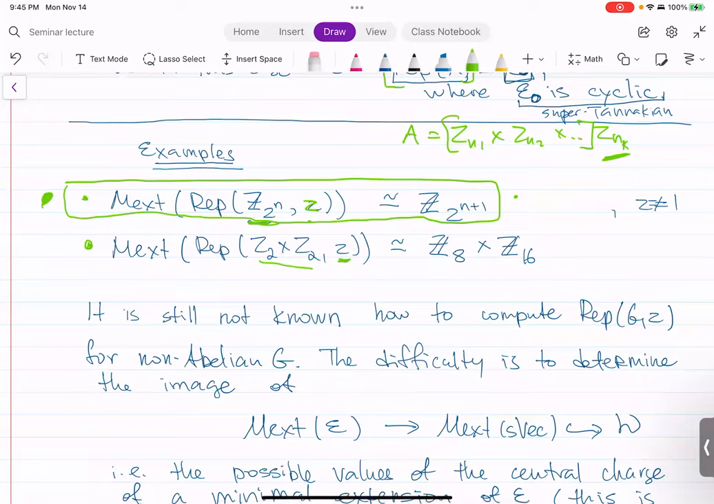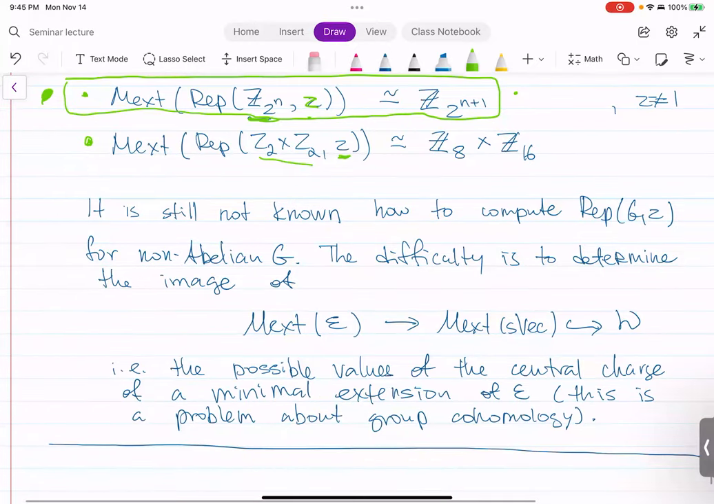So I just gave two examples where these computations are easy to carry over by hand, but I'm sure it can be carried over in greater generality. So let me now finish with something.